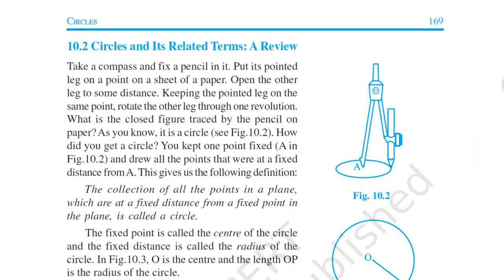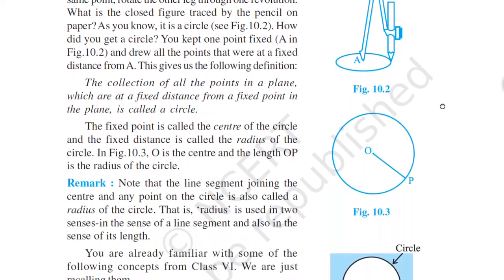Now we'll see how we can draw a circle. From class 6 you know how to draw a circle. You can use your compass and the fixed point and make a circle. Now we'll move to the definition of the circle.